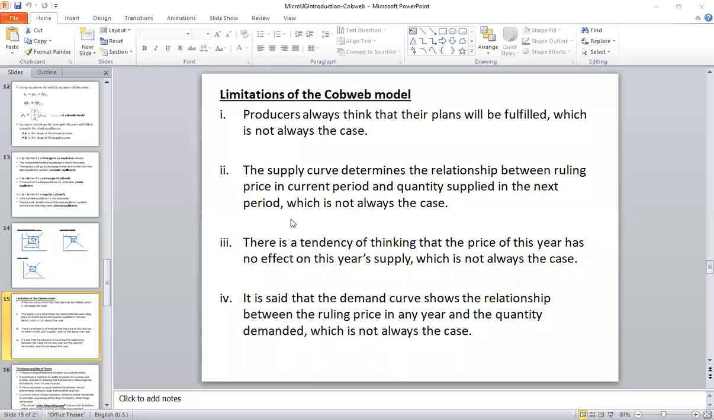Harriet, unmute yourself and ask a question. My question is, does the cobweb model apply to all commodities or specific commodities?